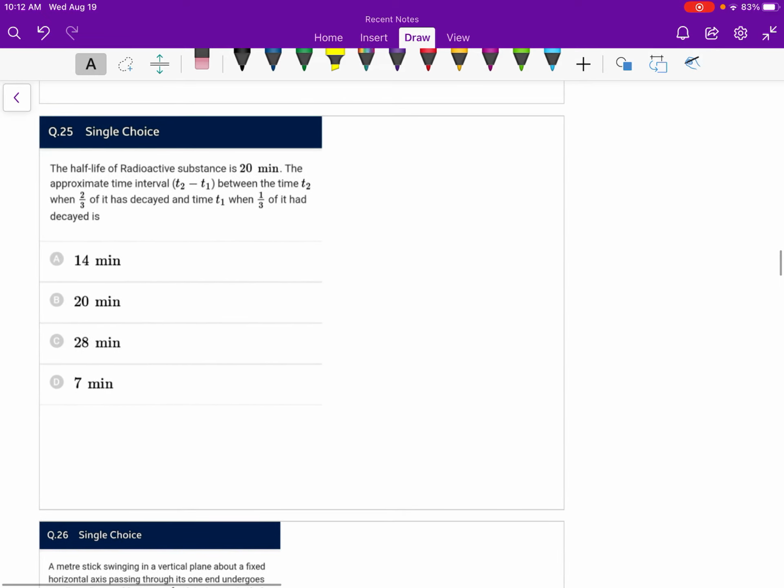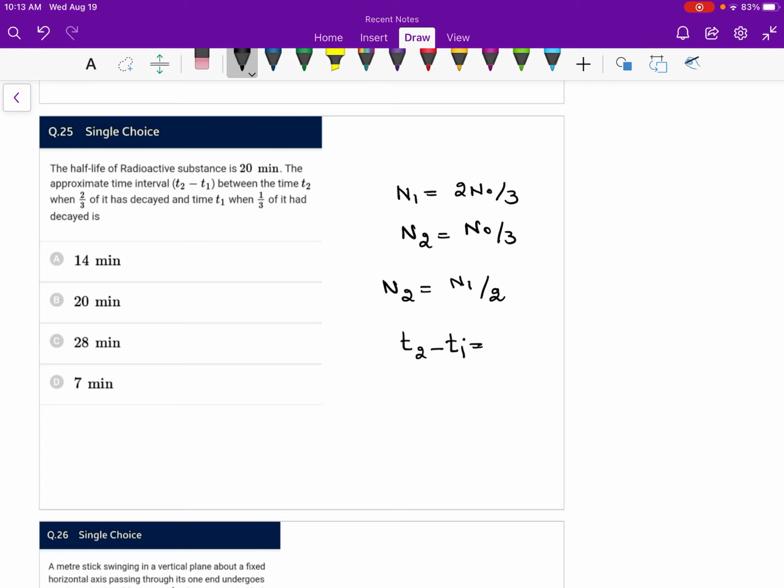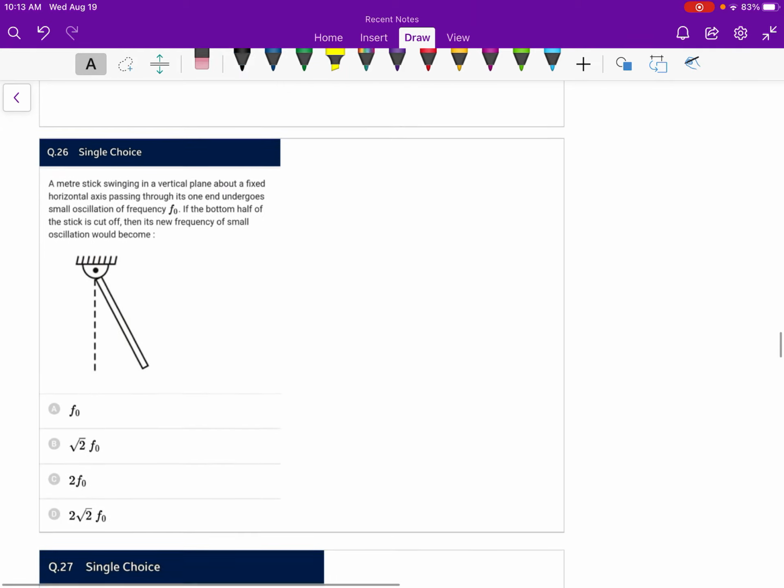The half-life of a radioactive substance is 20 minutes. The approximate time interval between the times T2 when 2/3 of it has decayed and T1 when 1/3 of it has decayed. So when 1/3 of it has decayed, the remaining atoms are 2N0 by 3. And when 2/3 has decayed, the remaining atoms are N0 by 3. So N2 is N1 by 2. Therefore, in the time interval T2 minus T1, the number of active nuclei becomes half. So this time interval is equal to the half-life. The half-life is given as 20 minutes, so the answer is 20 minutes.